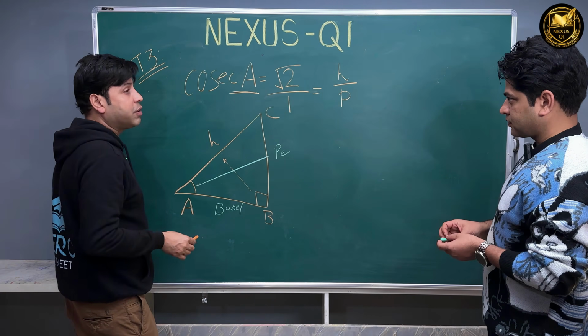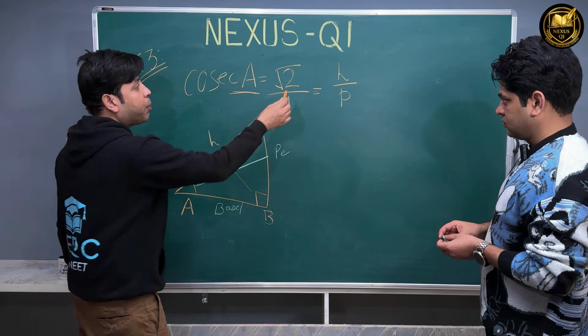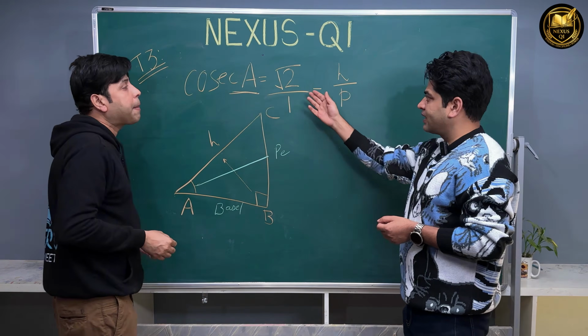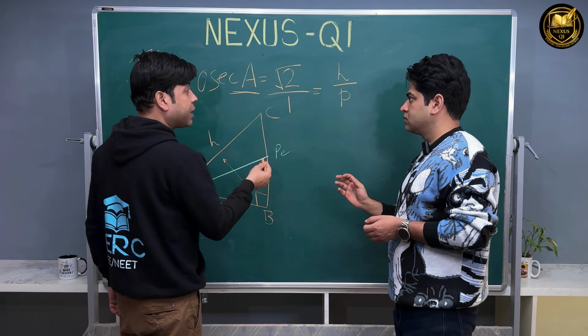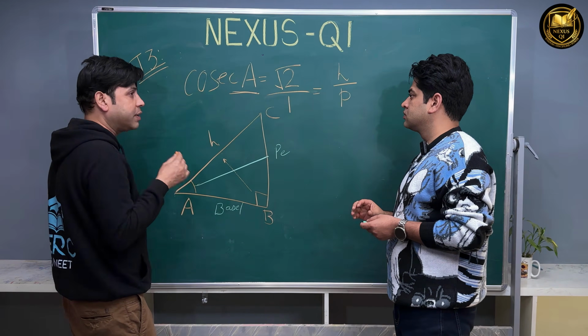So we have to put x. We can't simply take root 2 or 1. So hypotenuse is hypotenuse. Okay, one minute. This again is a ratio. This is not a value, not even any side like AB, BC, AC. We can't take any side. We have to always put x with it.